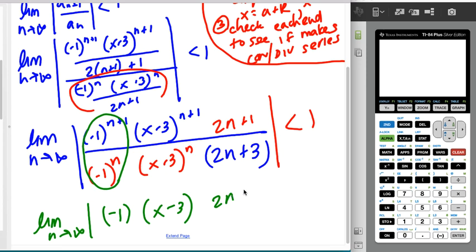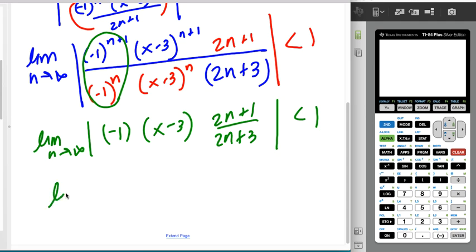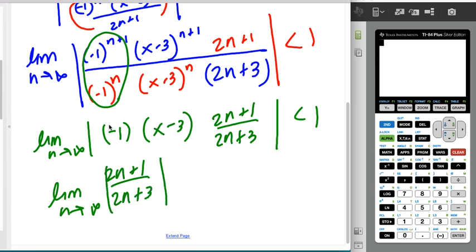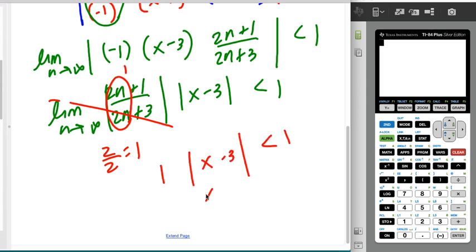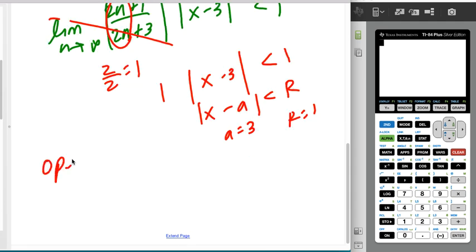And then these guys don't cancel, but remember, n is approaching infinity. So as n approaches infinity, we can see that the only part of the limit that still needs the limit at all is the part with the n's, right? And then again, this part doesn't really matter, so I'm going to get an absolute value of x minus 3 is less than 1. Well, these guys, as they approach infinity, have the same degree and the same leading coefficient, which means this thing is a 2 over 2 or just a 1. So I get 1 times this absolute value is less than 1. Well, that's my formula. Absolute value of x minus a is less than r, right? So my a is 3. My radius is 1.